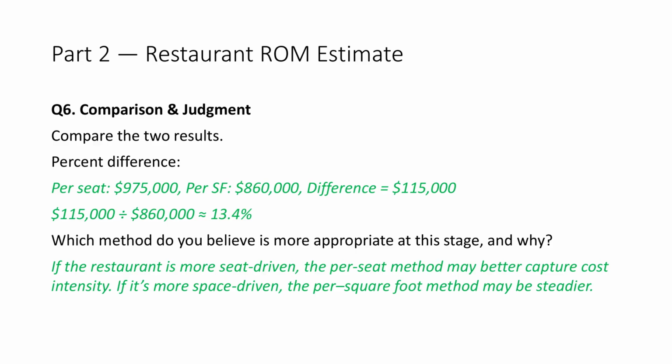That's a much larger gap than we saw for the garage. At the ROM stage, that difference is a signal, not an error. It tells us to ask, what type of restaurant is this? Costs vary widely based on kitchen intensity, finish level, MEP demands, and equipment scope. If the restaurant is more seat-driven, the per-seat method may better capture cost intensity. If it's more space-driven, the per-square-foot method may be steadier. A professional move is to reconcile the two and communicate uncertainty, which gives us a working ROM estimate of about $918,000.